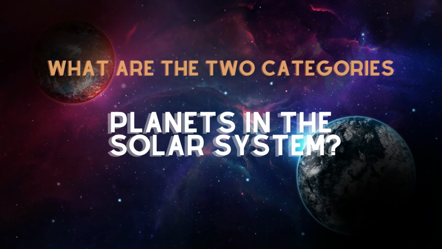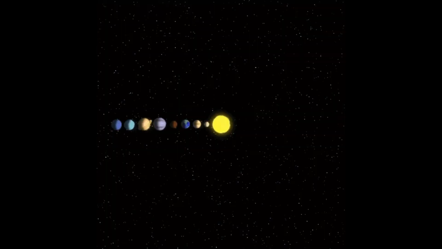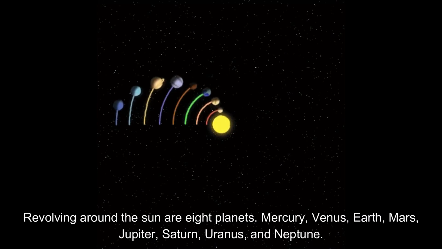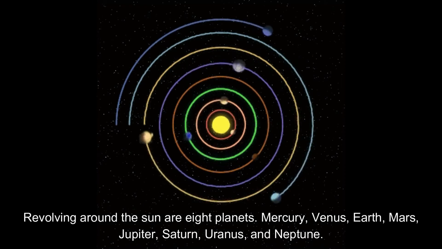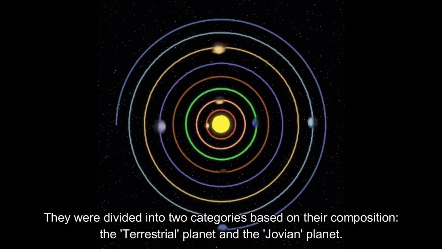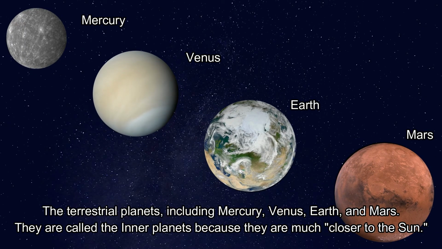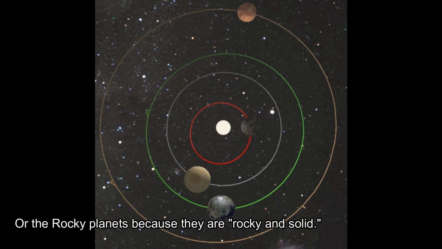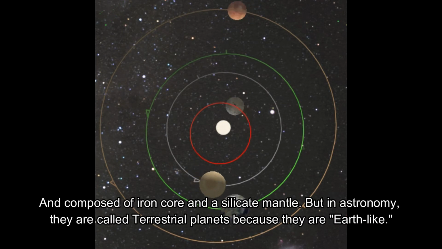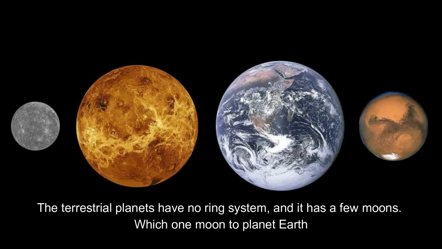What are the two categories of planets in the solar system? Revolving around the Sun are 8 planets: Mercury, Venus, Earth, Mars, Jupiter, Saturn, Uranus, and Neptune. They were divided into 2 categories based on their composition: the terrestrial planets and the Jovian planets. The terrestrial planets, including Mercury, Venus, Earth, and Mars, are called the inner planets because they are much closer to the Sun, or the rocky planets because they are rocky and solid, composed of an iron core and a silicate mantle. But in astronomy, they are called terrestrial planets because they are Earth-like. The terrestrial planets have no ring system, and they have few moons.